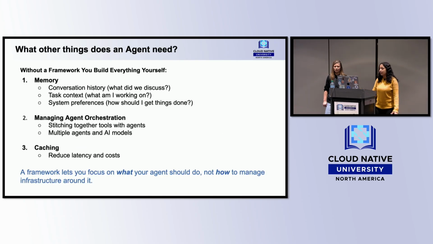Apart from all this, what else does an agent need? There are a few other things that Nina touched upon earlier. Things like conversation history, task context, and system preferences constitute the memory piece for the agent. Then there's the orchestration piece: stitching together all these tools, managing multiple agents with different models. There may be other features involved, like caching to reduce your latency and costs. This is where a framework really helps, because it lets you focus on what your agent should do, your business logic, and not how to manage all of this infrastructure around it.